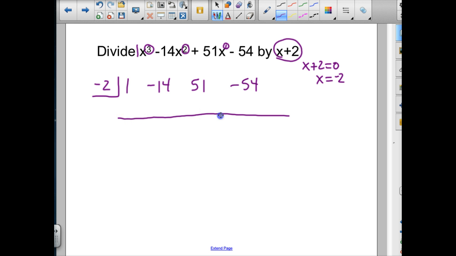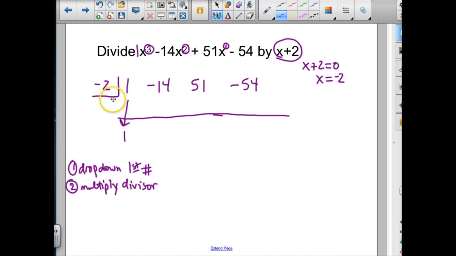Then you draw a bar underneath, leaving space to write numbers. We're going to fill in numbers under each one of these. And here are the steps. First, you drop down that first number. So step 1, drop down the first number. Step 2, multiply your divisor, again that's the number that we're dividing by, by the number you dropped down. I'm just going to call that the number in the bottom row.